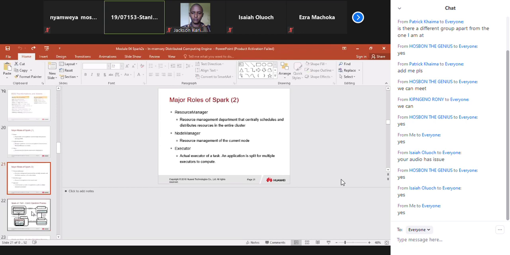Then still resource management, node management, and we have an executor. Now, an executor of a task, it's where an application is split for multiple executors to compute. What is a node manager? Node manager is the resource manager of the current node. And what is the resource manager? Resource manager is the department that schedules and distributes resources in the entire cluster.